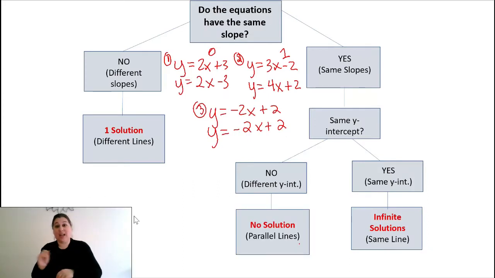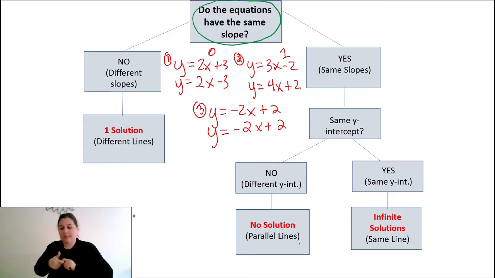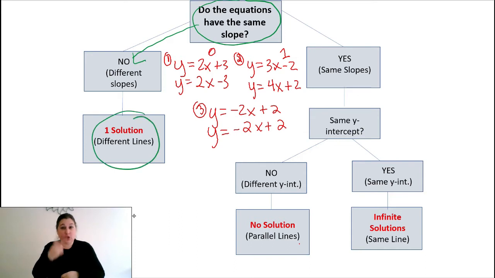To help you figure out the order of things, you ask yourself these questions when you are doing these problems. Do the equations have the same slope? If the answer is no, different slopes, automatically one solution. If the equations have the same slope, then it's yes, but there's two options. Ask yourself, do they have the same y-intercept?